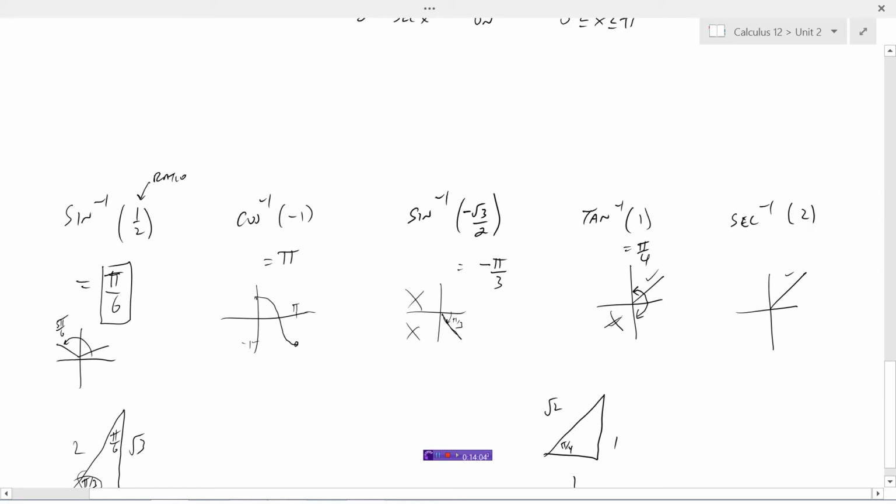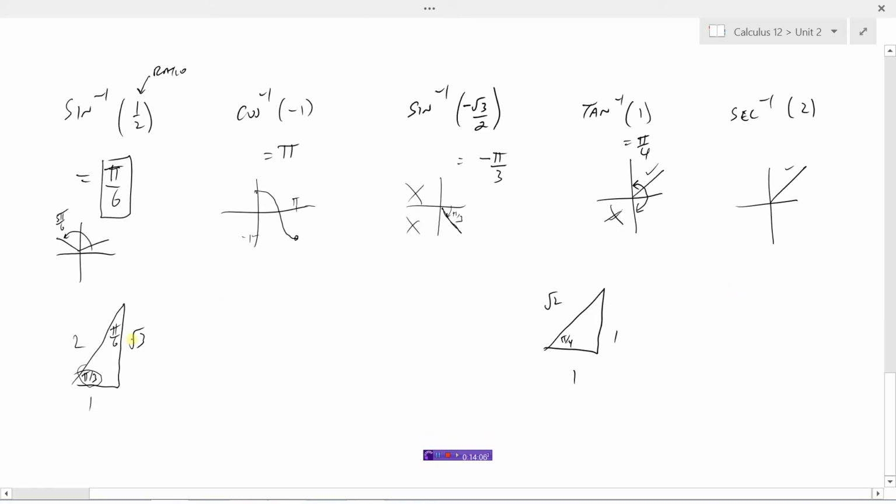And going back to our triangle, which one gives us a secant ratio of 2? That would be pi over 3, because a secant ratio is hypotenuse over adjacent. So pi over 3 becomes our angle here, and that means that the inverse secant of 2 would be pi over 3. Pi over 3 is the angle that gives us a secant ratio of 2.